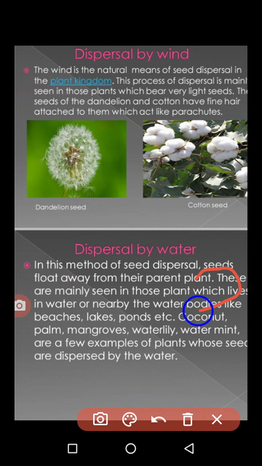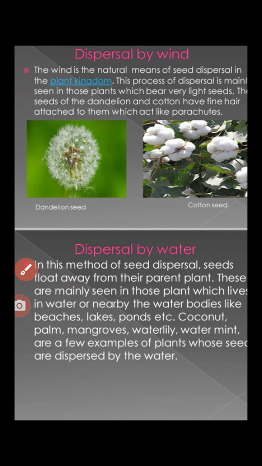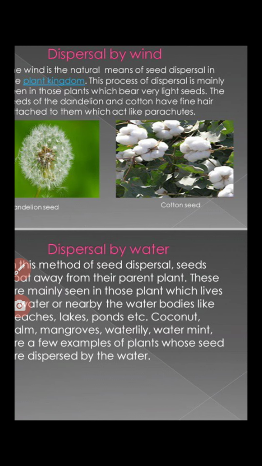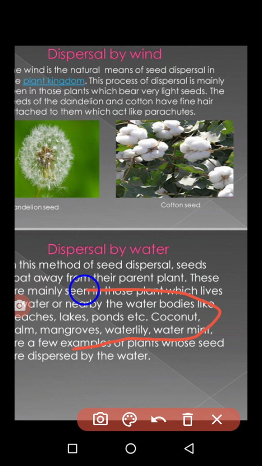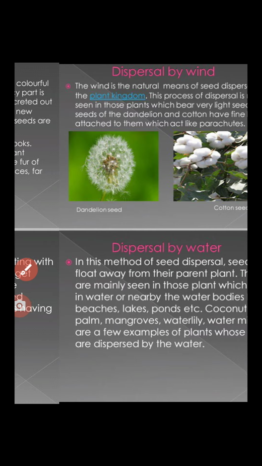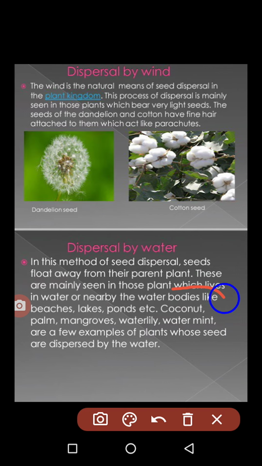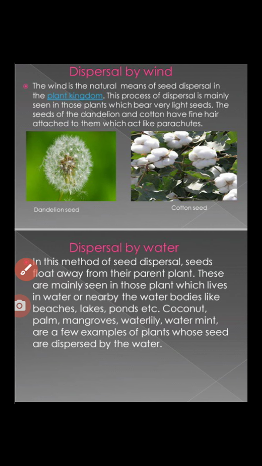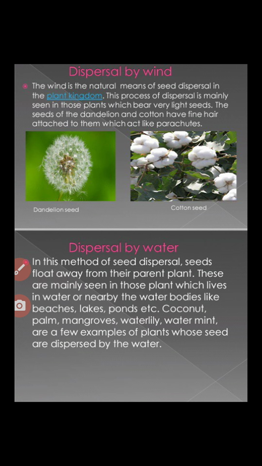These are mainly seen in plants which live in water or nearby water bodies, like beaches, lakes, ponds, etc. Coconut, palm, mangroves, water lily, and water mint are a few examples of seeds that are dispersed by water.